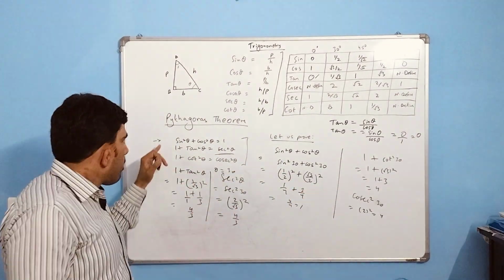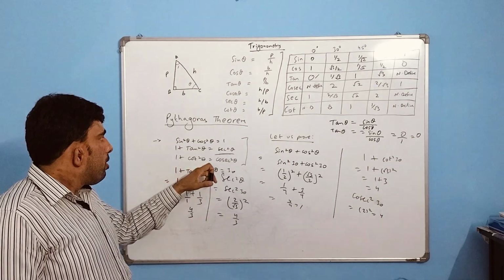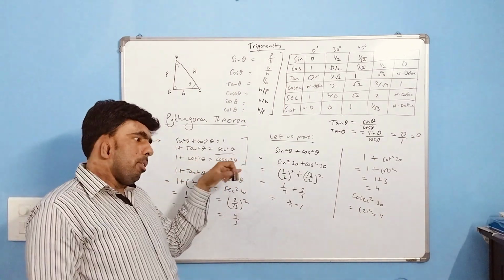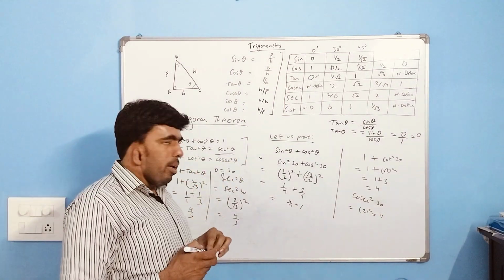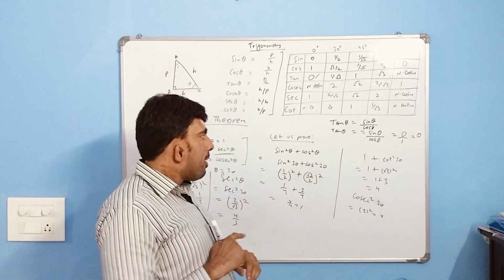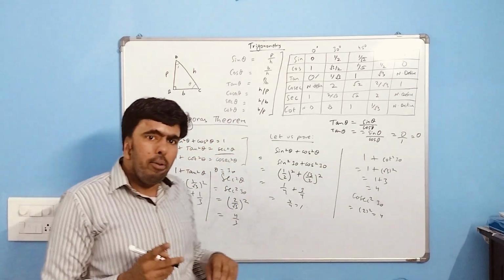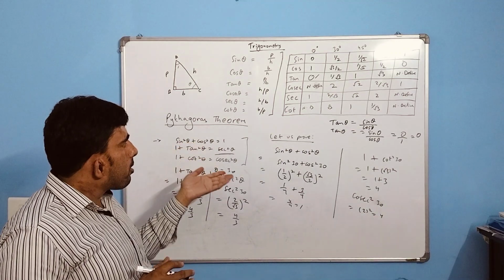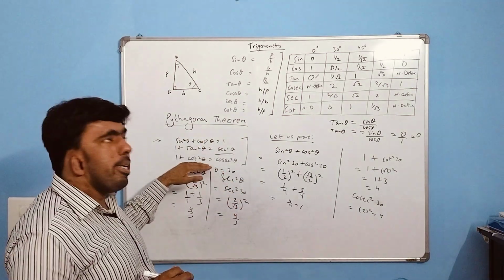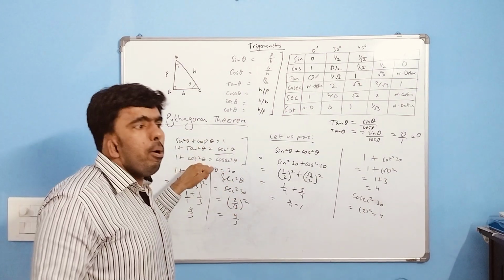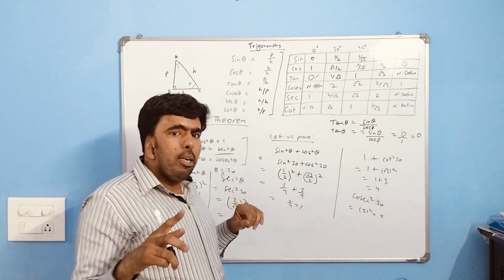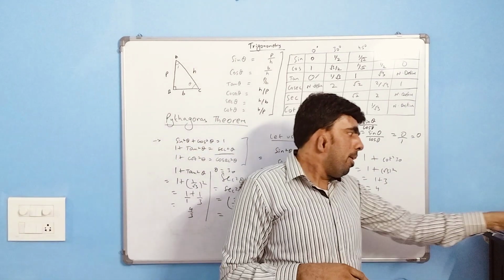Okay, but we have to learn by heart so that we can solve more numericals on this. Okay, so that's for today. In the next class, I will solve all these numericals based on these identities. We will discuss more about this chapter, that is trigonometry. So for today, thank you.